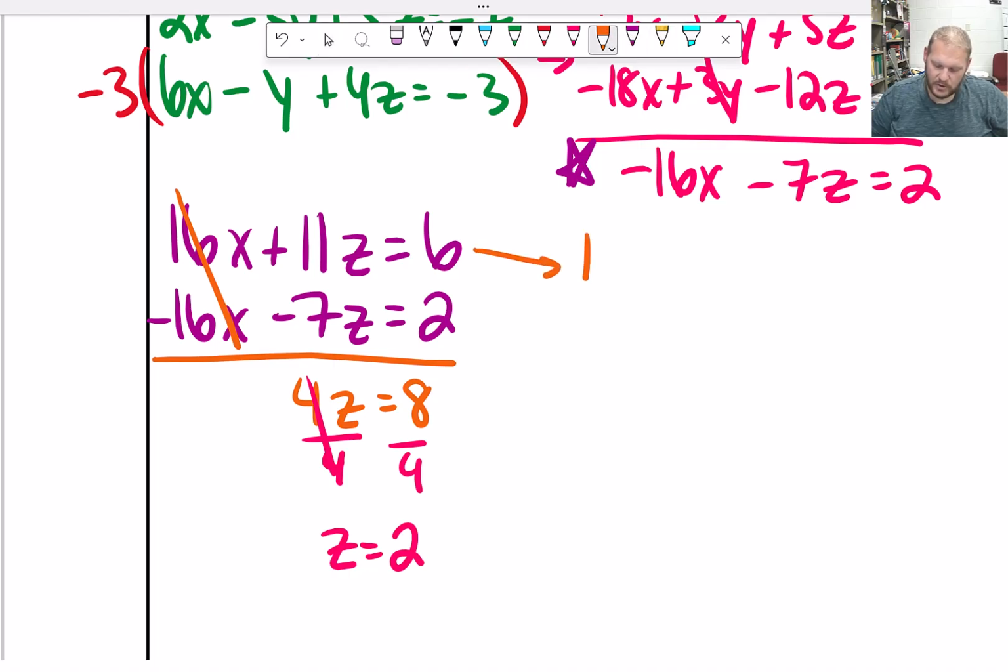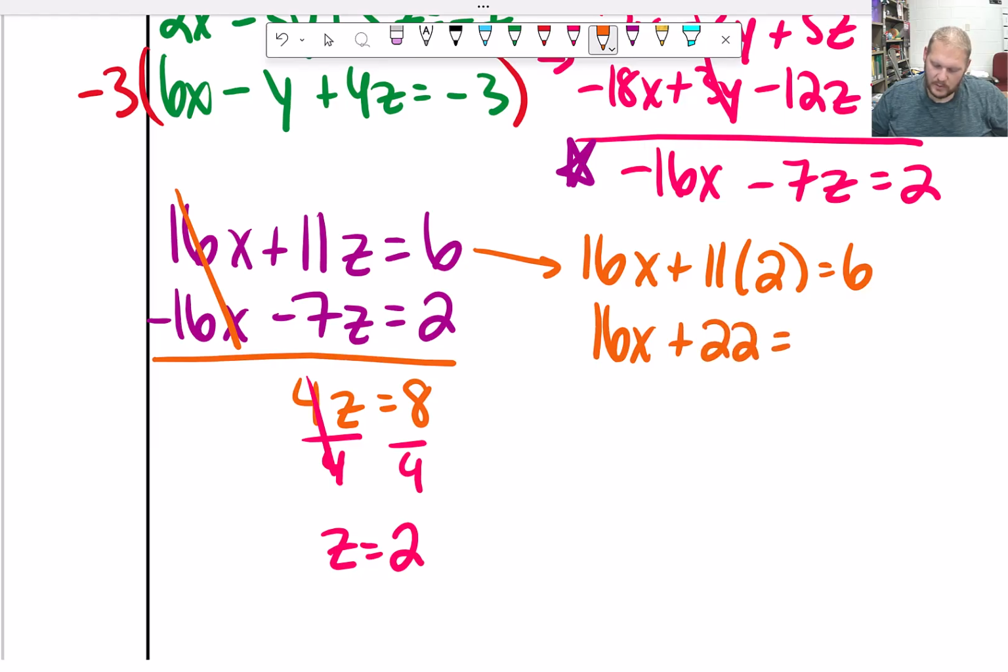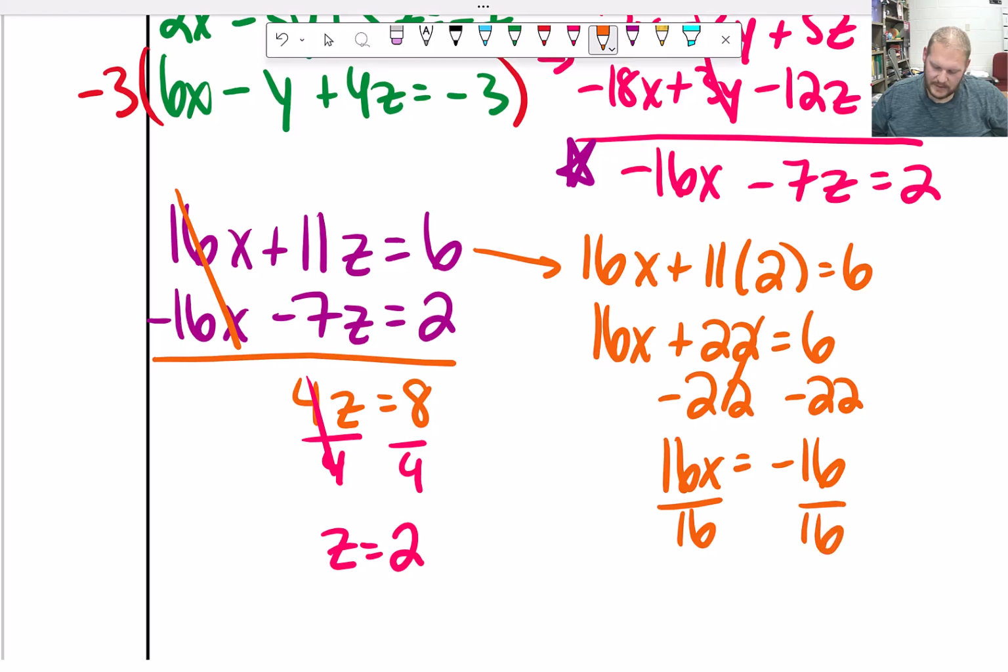So if I plug 2 in for my z value, that gives me 11 times 2 equals 6. So 16x plus 22 equals 6. I subtract 22 on both sides. I end up with 16x equals negative 16. Divide by 16 on both sides, and I get that x is negative 1. And so I've got x, I've got z.